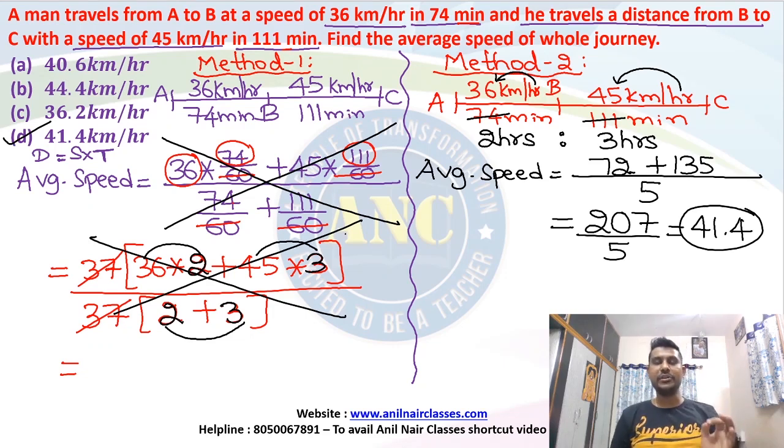I hope you understood that method 1 need not be taken care of. There are so many cancellations which are unnecessary extra things in method 1 which can be eliminated, and directly you can get the answer in method 2 without much simplification.